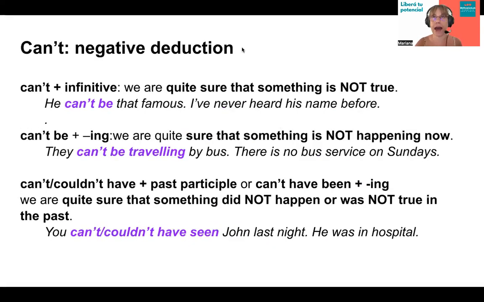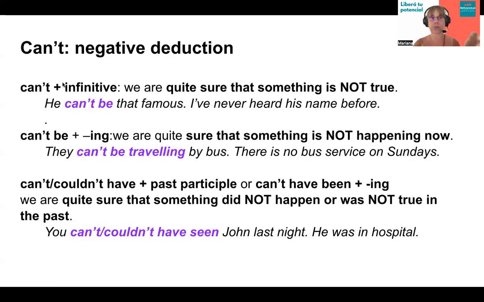Then we have the opposite, can't, for negative deduction. So you do not use mustn't as the opposite of must in this case. You use can't. If in the other you say deben ser, here you say no pueden ser. And that is the opposite in function. Okay, so we have the same structure as with must.